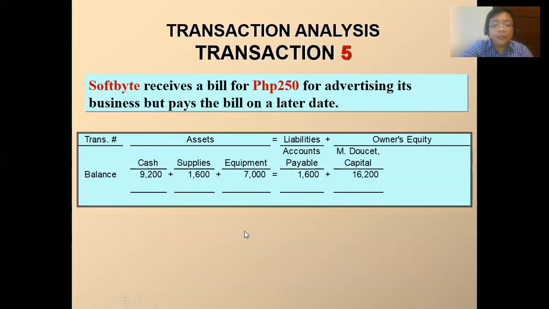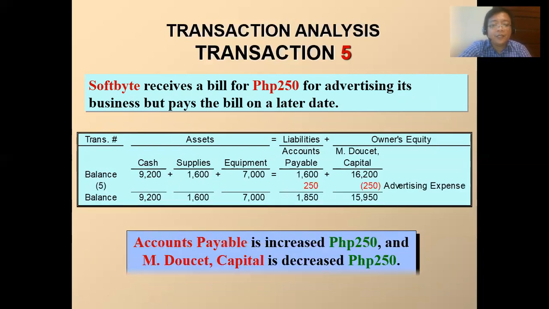Transaction number 5. SoftByte received a bill for 250 for advertising its business but will pay the bill on a later date. So, naka-receive ka ng advertising. So, what's this? It is part of your expense. The reason why it is an expense is because tapos na. And it will deduct from your capital. Why? It is an expense, correct? And also, wala kang pera pambayad, so it will add to your accounts payable.